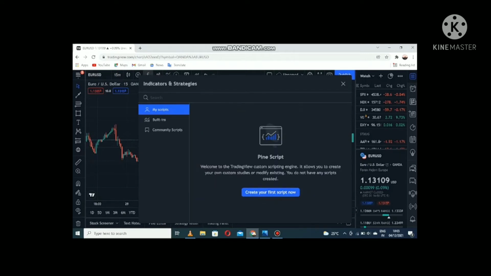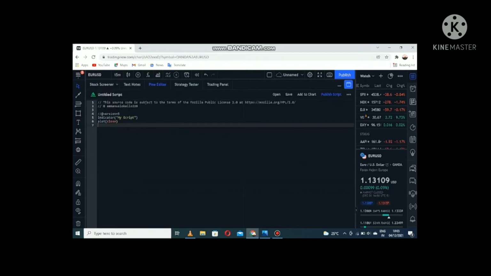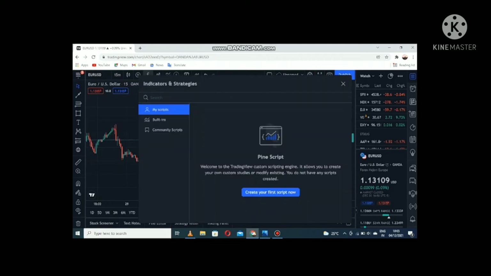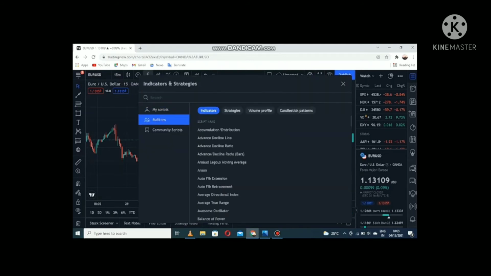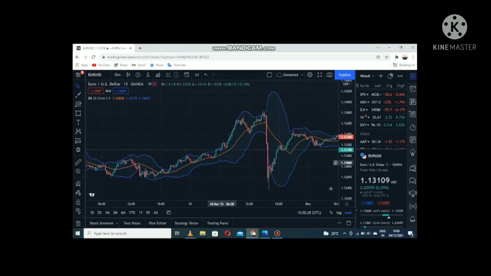So this time we're gonna be using the Bollinger Bands. Sorry about that. We're gonna be using Bollinger Bands here. So we got indicators and strategies, and we're gonna use the Bollinger Bands. So let's put the Bollinger Bands around there. So basically it's a very simple strategy that you're gonna use.